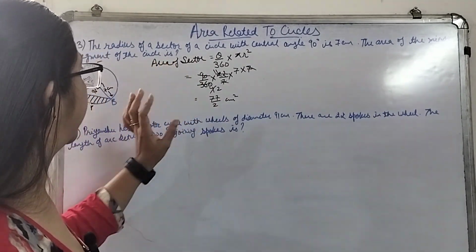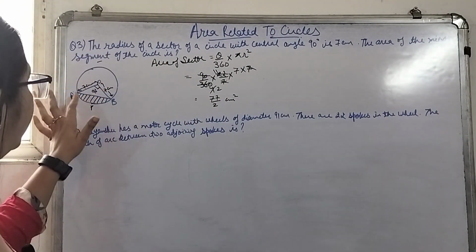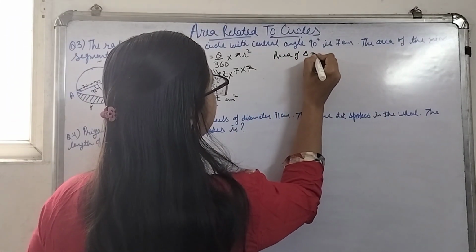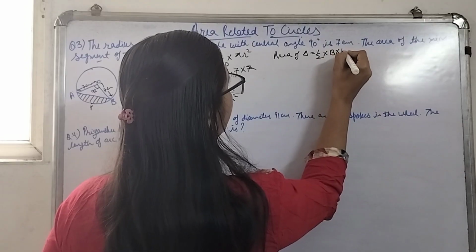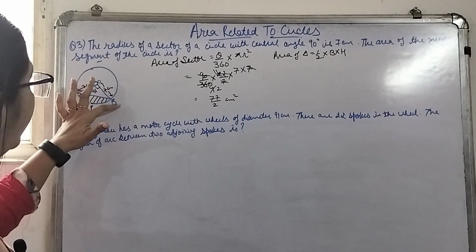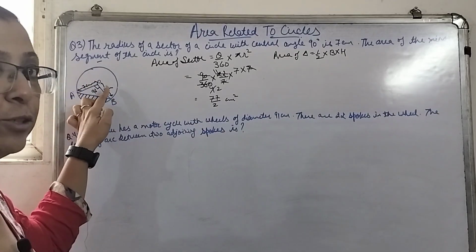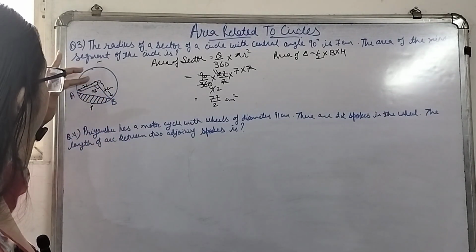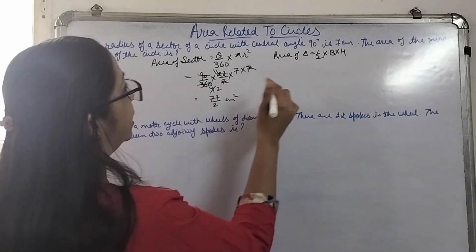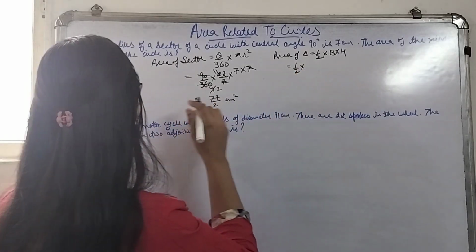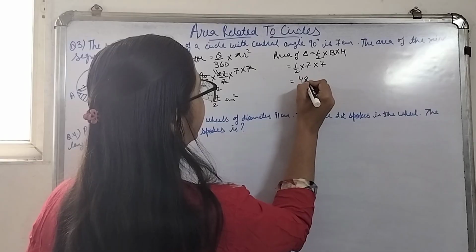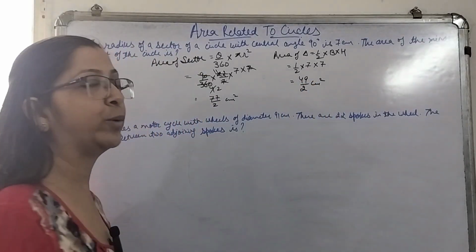Now from this area of the sector we have to subtract the area of this triangle. We know that the formula for the area of a triangle is 1 upon 2 into base into height. It is a right angle triangle, so if this is your base, this will be your height. For a right angle triangle, this is the altitude and this is the perpendicular. So the area of triangle OAB will be 1 upon 2 into base, which is 7, and height, which is also 7. That simply means it will be 49 by 2 centimeter square.